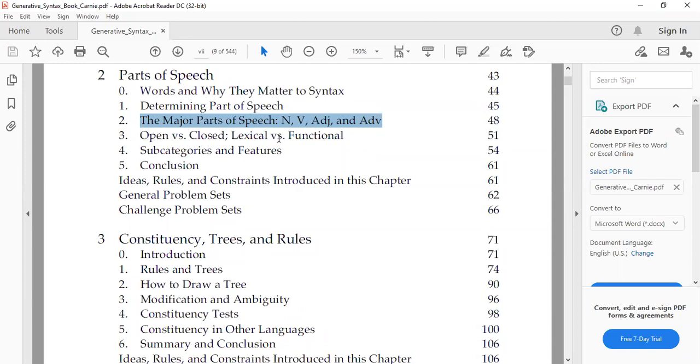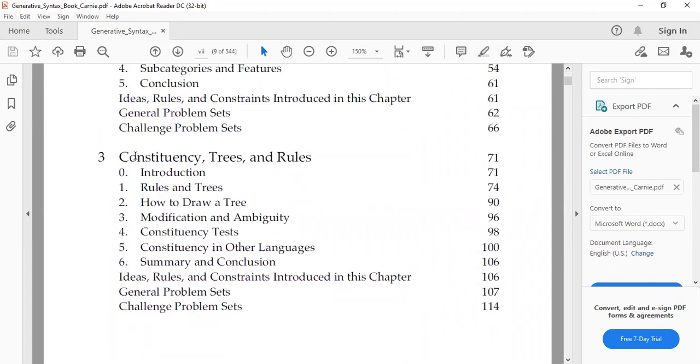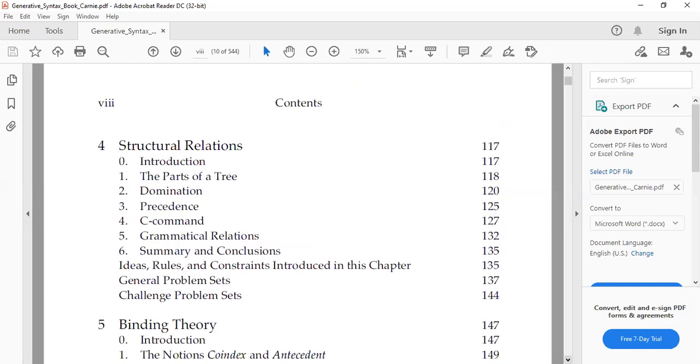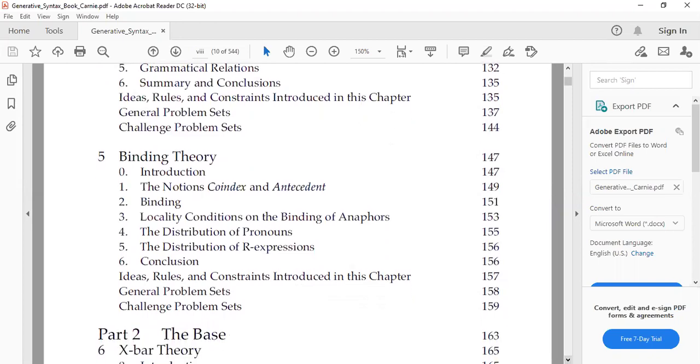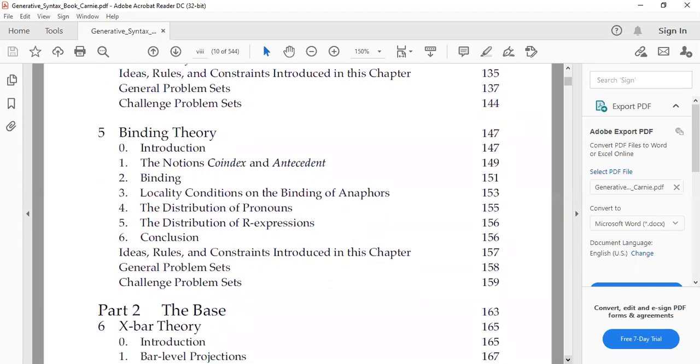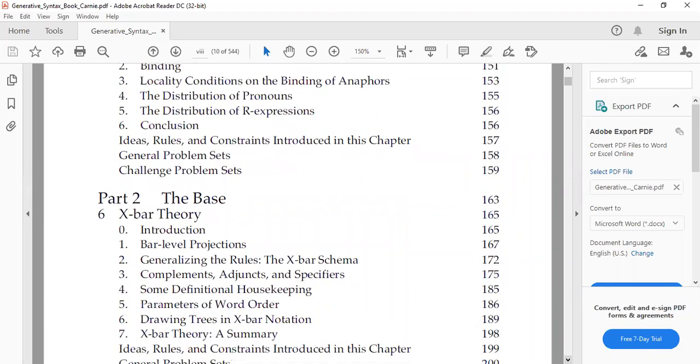Then we will talk about open versus closed, lexical versus functional classes, subcategories and features of nouns and verbs and so on. And then we will move to chapter 3, the most important chapter, at least for you as BA students: constituency, trees, and rules. We will talk about rules and trees, how to draw trees, modification and ambiguity, constituency, and how to draw syntactic trees. And then we'll move to structural relations, also a very important chapter: domination, precedence, c-command, grammatical relations. And then, hopefully, if we have time, we will move to binding theory. I think we will not be able to reach part 2, but this is for now.